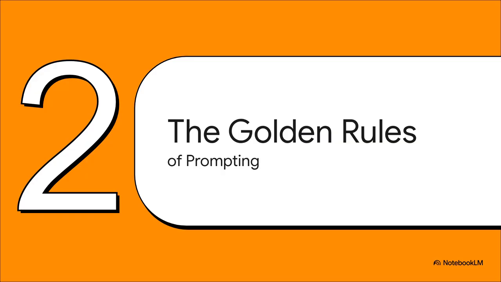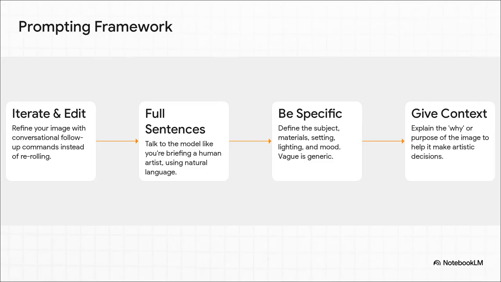So how do we actually do that? Well, it really just boils down to a few golden rules. Let's get into the framework that's going to totally transform your results. Okay, rule number 1, edit, don't re-roll. This is huge. If you get an image that's like 80% of the way there, don't just scrap it and start over. The model is amazing at conversational edits. You can literally just say, hey, that's great, but can you change the lighting to a sunset?